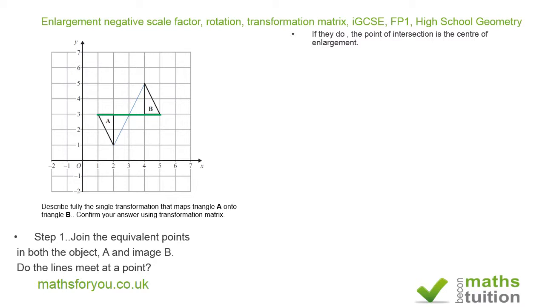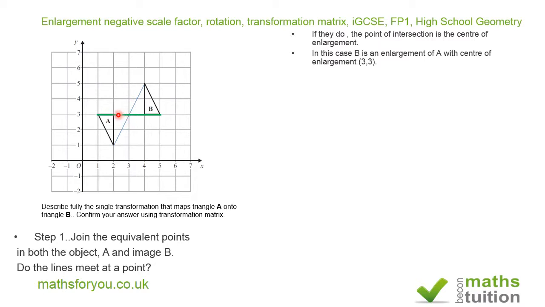So in fact, in this case here, the center of enlargement is the point 3, 3. Okay. So that is now our center of enlargement because the three lines joining the 3 equivalent points meet at the point 3, 3. So in effect, what you've got there is that object A is mapped to image B by transformation with center of enlargement 3, 3.